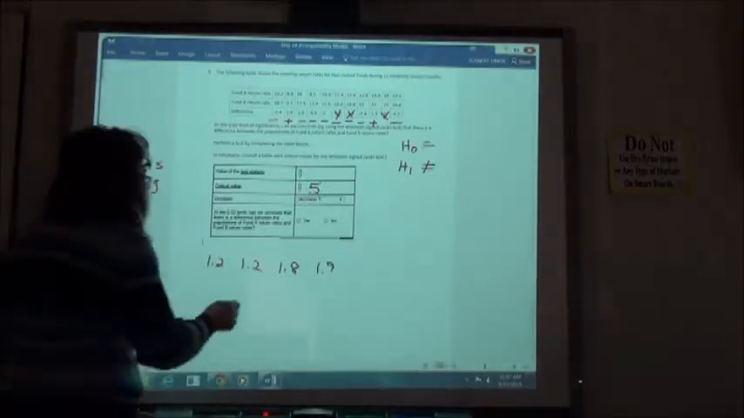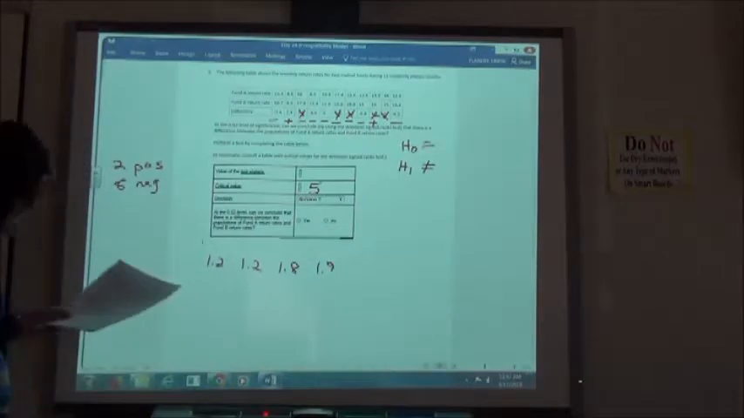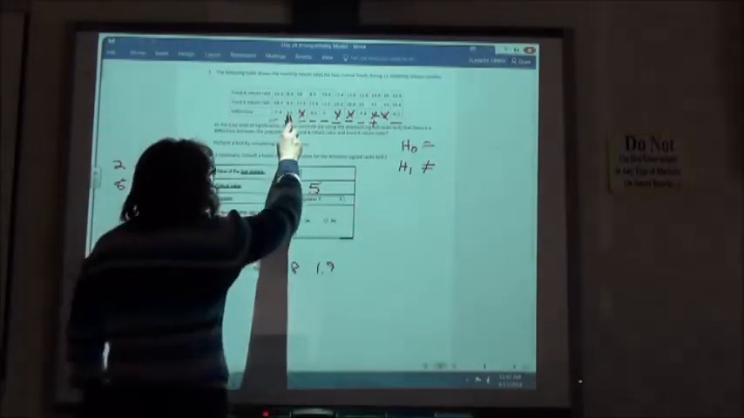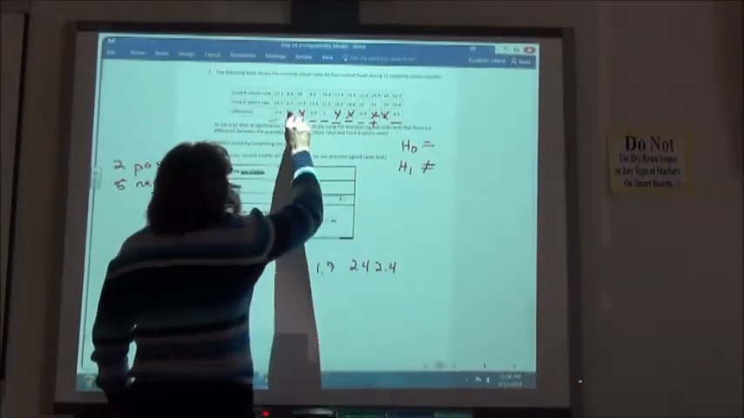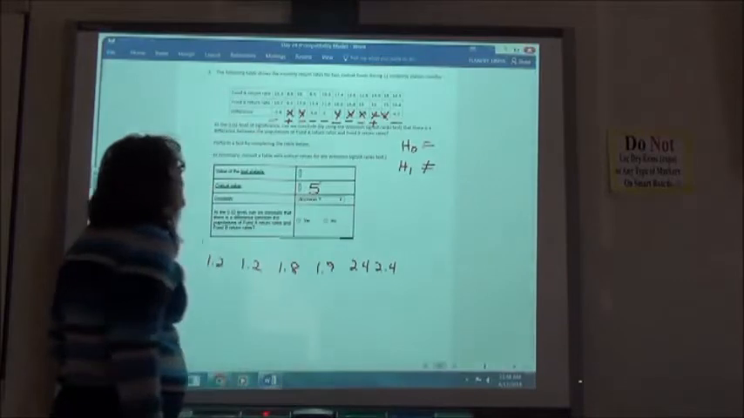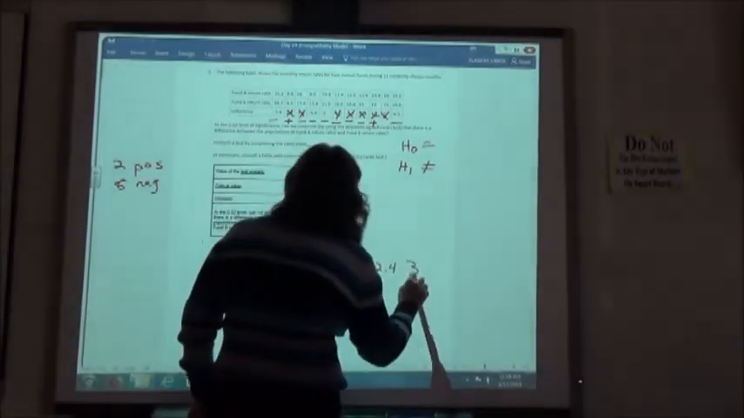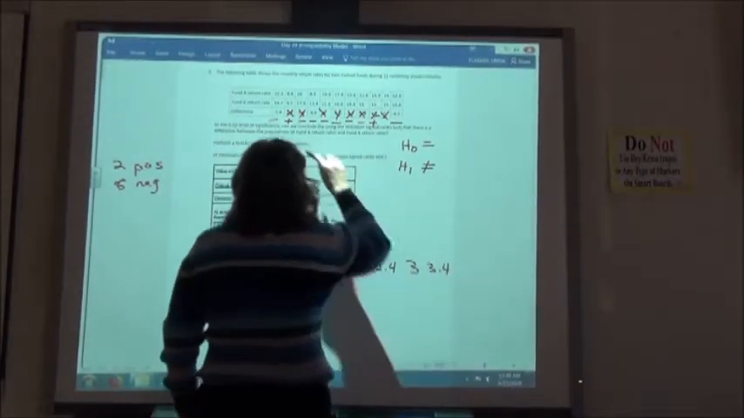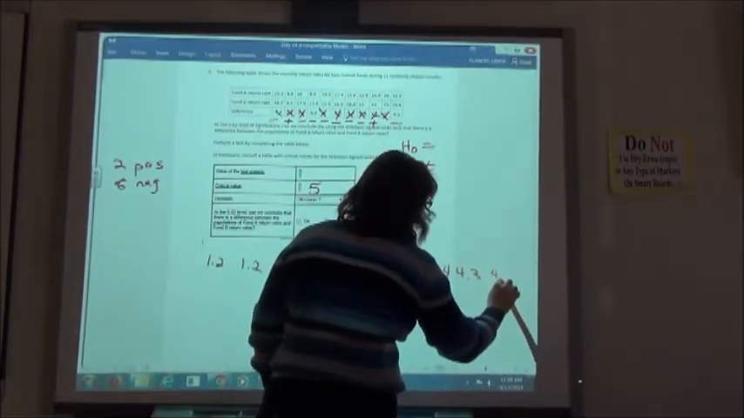My next numbers there, cross them off as I go, so remember I use them, putting those in order. I'm going to have a 2.4 and a negative 2.4, so 2.4 and 2.4. One of those was positive and one of those was negative. Then I'm going to have a plain 3, and then I have a 3.4, and then I have a 4.3, and a 4.9.